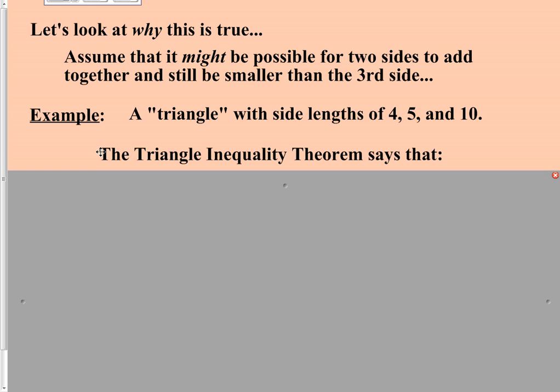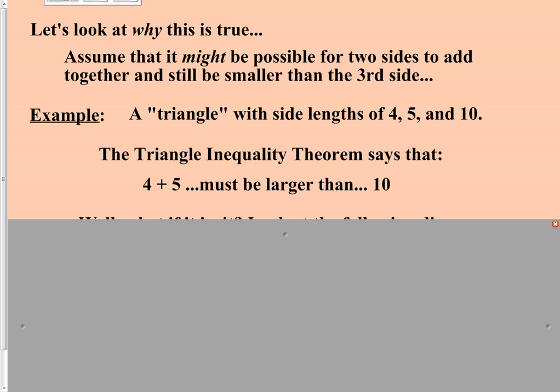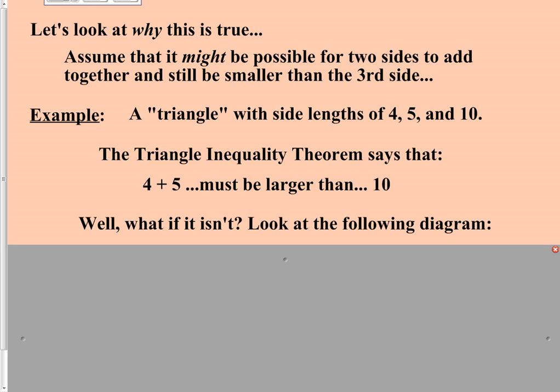The triangle inequality theorem tells us that any two sides must add together to be larger than the length of the third side. Mostly we are concerned that the two smallest sides will add together and somehow not be larger than the length of the third side. So in this case, we're worried that the 4 and the 5 must add together to be bigger than 10, as the theorem says. Well, obviously it's not, but let's see what the big deal is. So we have a situation where the triangle inequality theorem is not true.